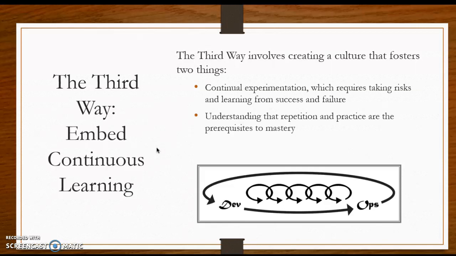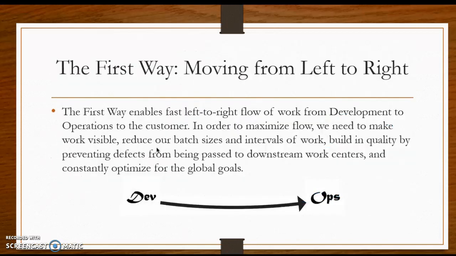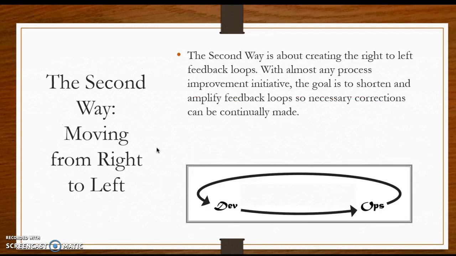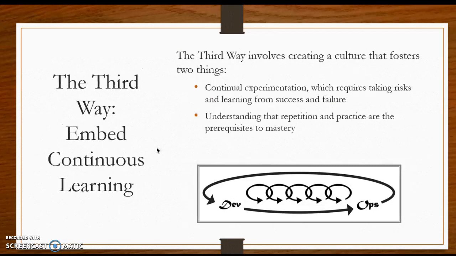Going back, it's just like the first way. It's about creating the product, make work visible, reduce the batches, then create something with quality and optimize the global goals, then feedback, and then trying until there's a really good, high quality product. So this is the presentation.